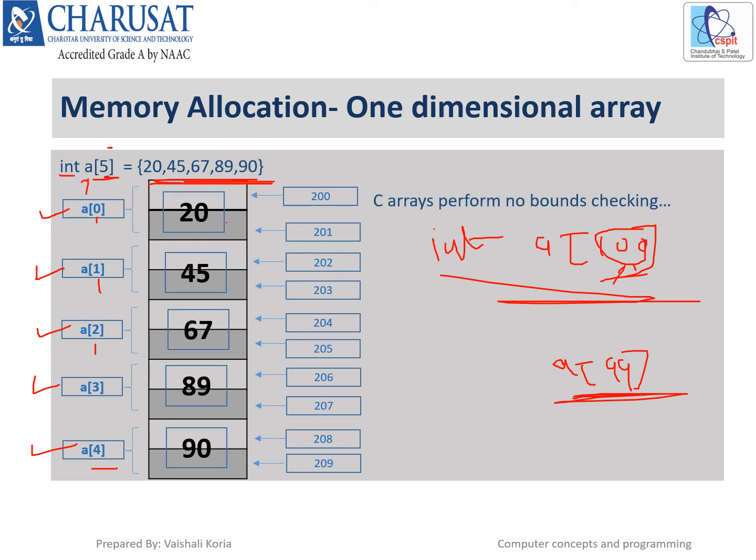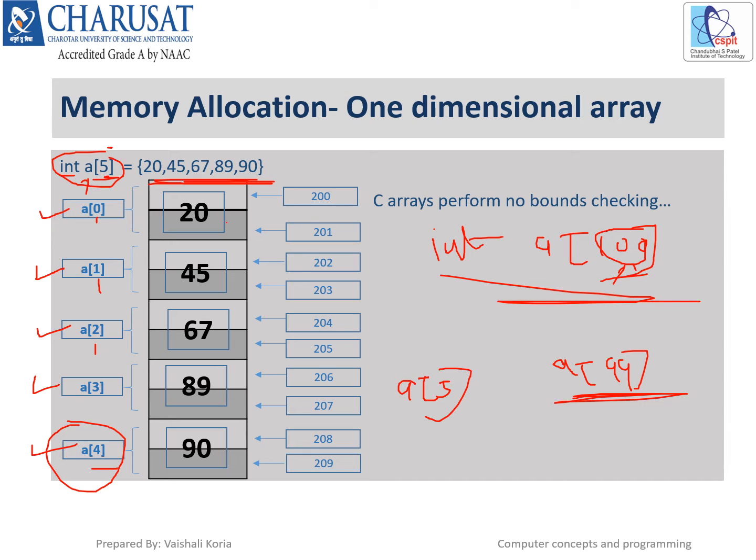Now another statement here is that C arrays perform no bound checking. What does that mean? Here you can see that integer a5 means the last element is a4. But still if you try to access a of 5 or a of 6, it will not give you an error, it will give you a random number. So in the implementation you have to be careful while using the array indices.